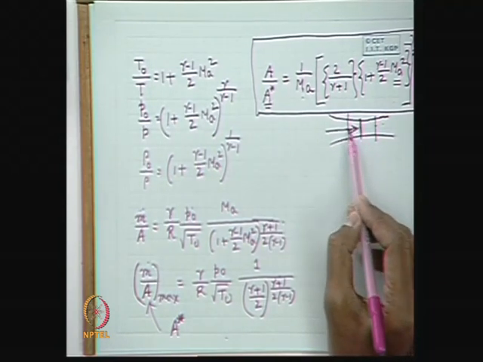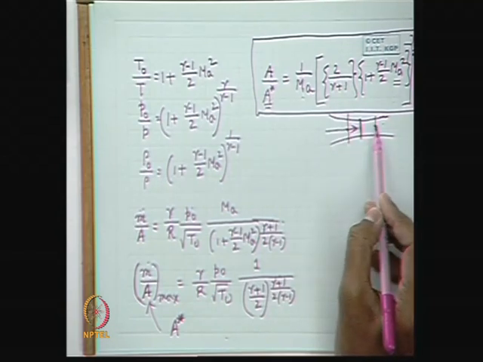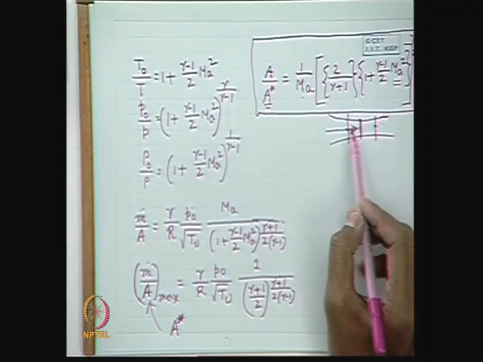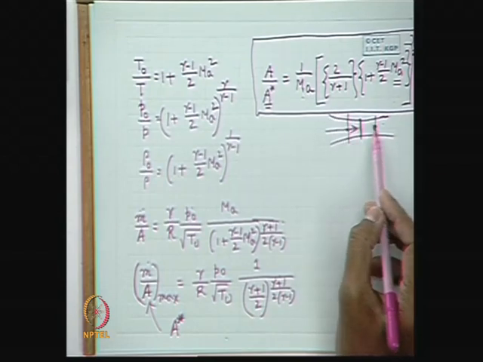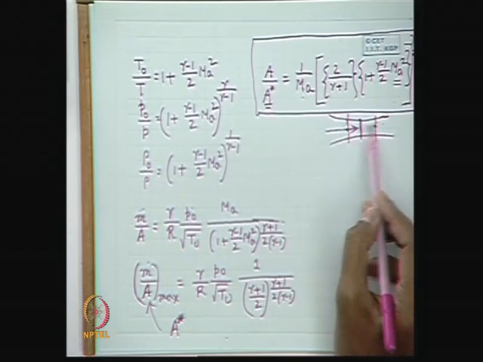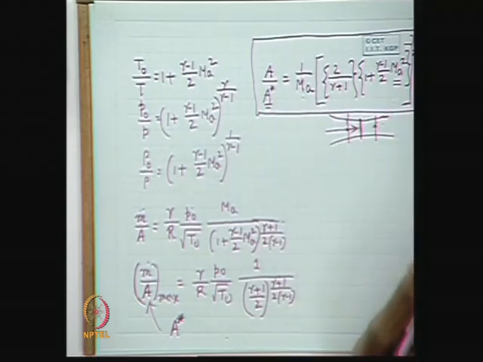This is the throat where the Mach numbers are different. Here M is less than 1, here M is greater than 1. So therefore, there may be two areas. There will always be two equal areas when there is a throat, but the Mach numbers are different. That means for a given area ratio, we may have two Mach numbers.